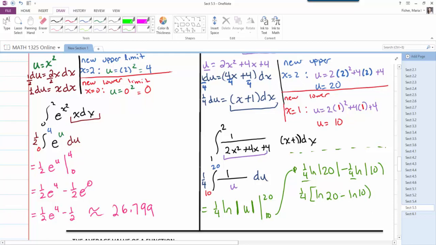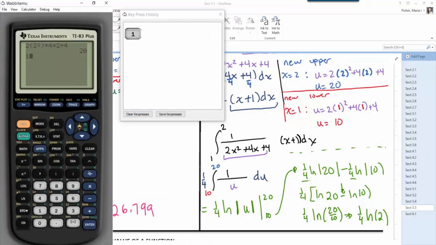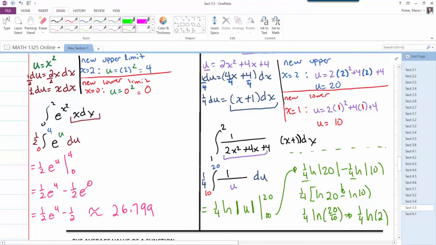And since this is both the natural log and we're subtracting, we're allowed to rewrite this as a quotient. So 20 over 10. Therefore, this is the same as 1/4 the natural log of 2. Or you can try to determine what this is in a calculator. And in a calculator, 1/4 times the natural log of 2 is going to be approximately 0.173. So 1/4 the natural log of 2 or approximately 0.173.